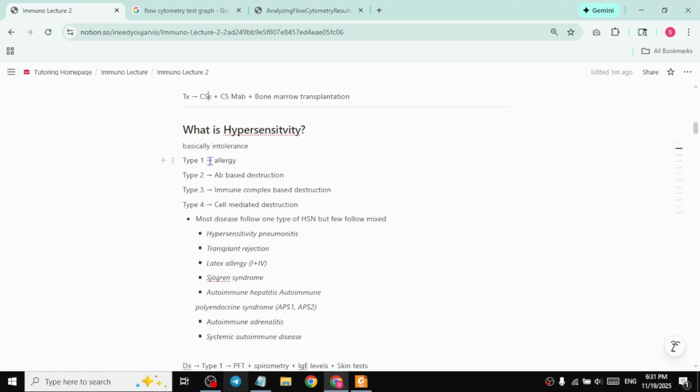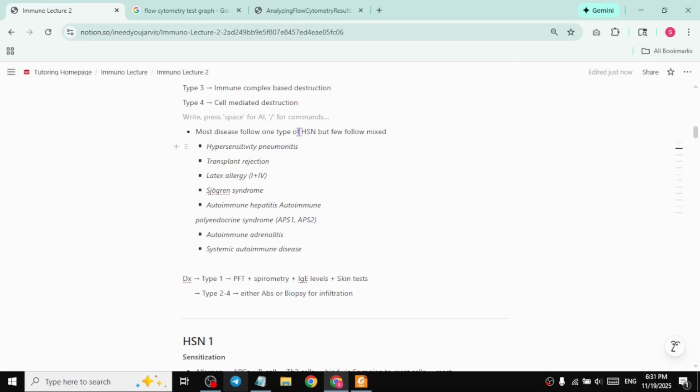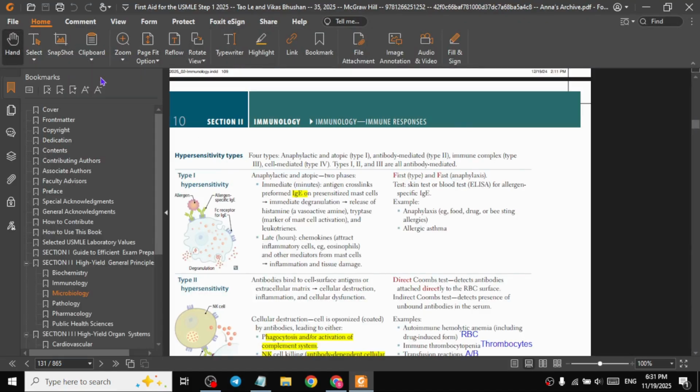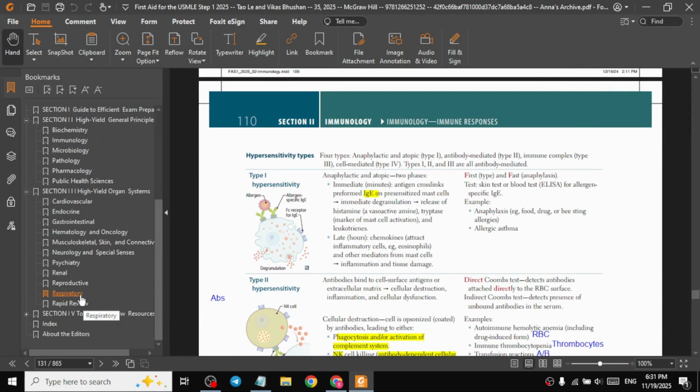Okay. Now, next group of points is that most diseases are usually one type of hypersensitivity, right? But then there's a couple of disorders. You see, I've written the name here, right? These are mixed type of hypersensitivity. For example, hypersensitivity pneumonitis. This is in the first aid. I'll give you the page for you guys to review.